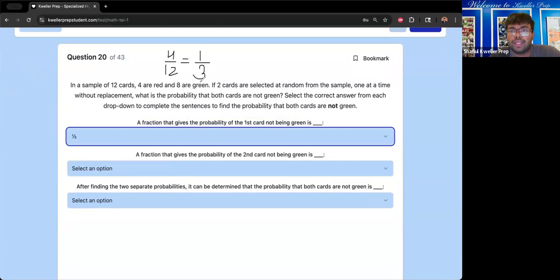Because 12 cards, 4 are red, 8 are green. What is not green? 4 are red. Red is not green, so 4 are not green. 4 over 12 is 1/3.